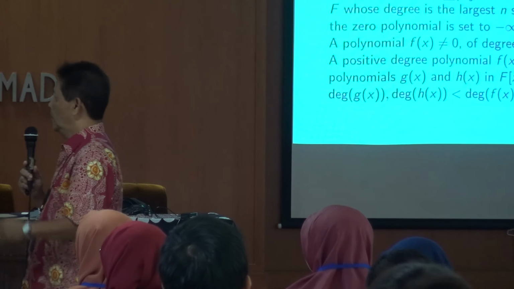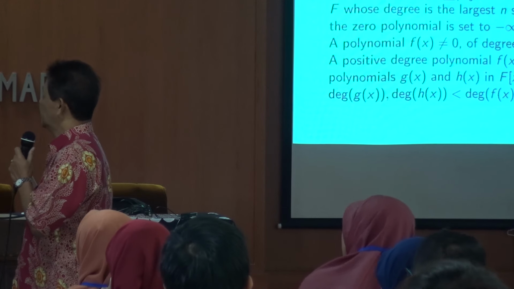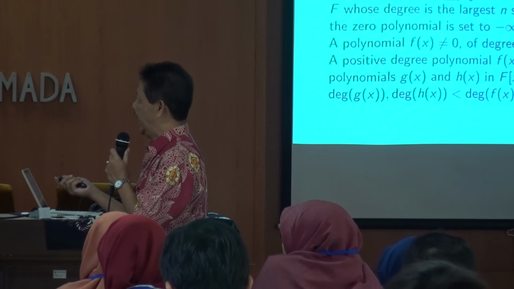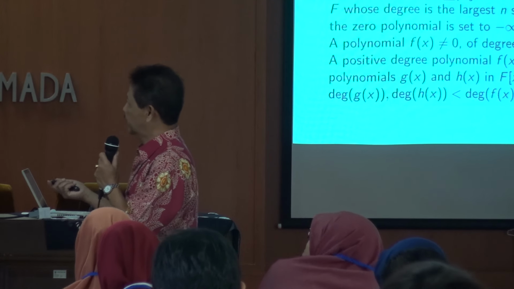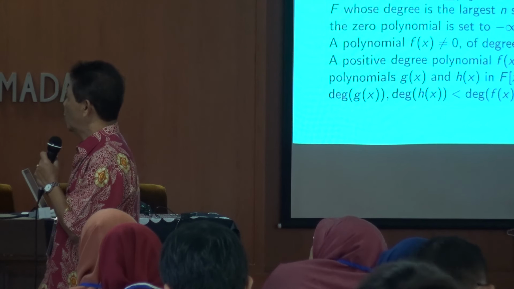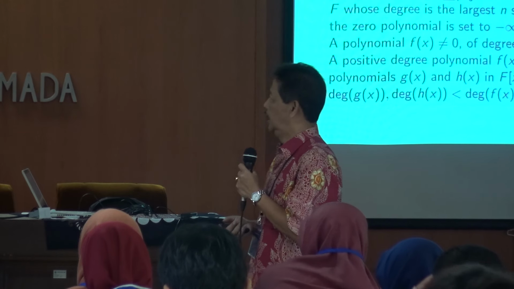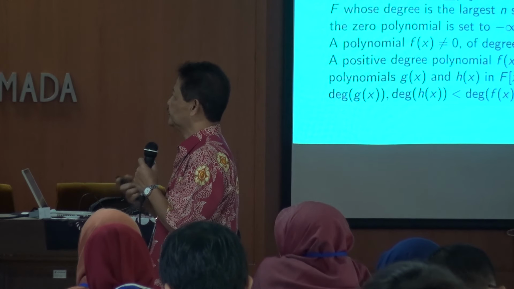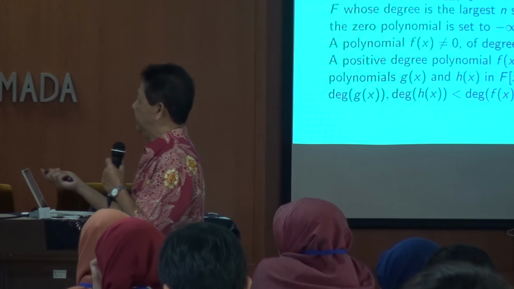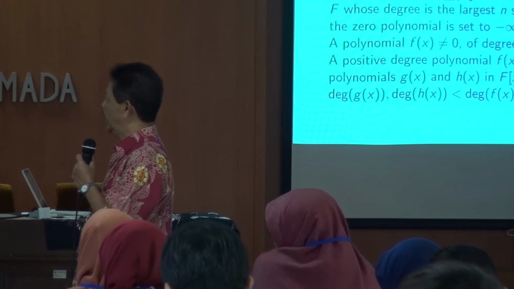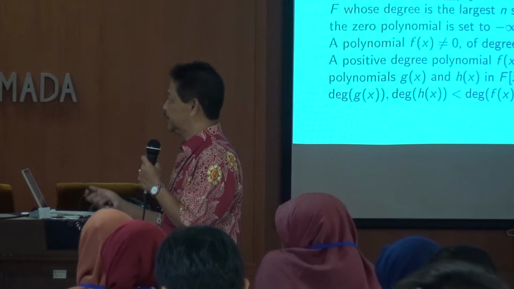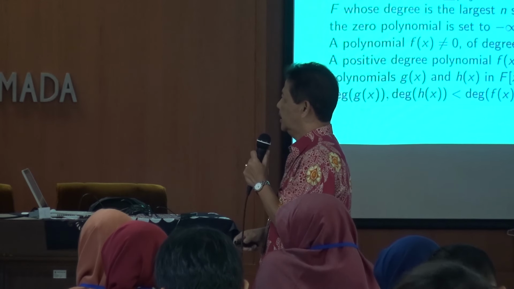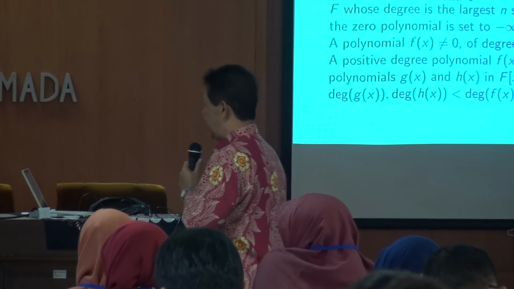Suppose we are given a field F. Then the polynomial ring over F is the set of summation of a_i x to the i, where i runs from 0 to n, where n is an integer greater than or equal to 0, and a_i is in F. An element of F[x] is called a polynomial over F, and the degree is the largest n such that a_n is not 0, that is, the coefficient of x to the n is not 0. The degree of the zero polynomial is said to be minus infinity.